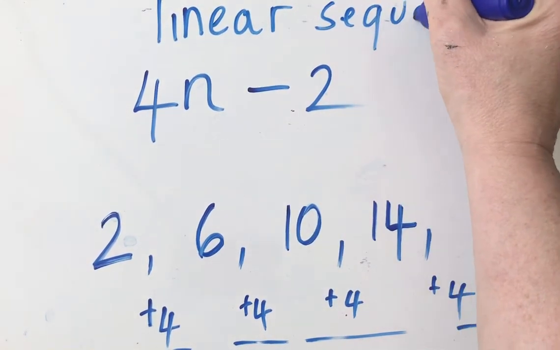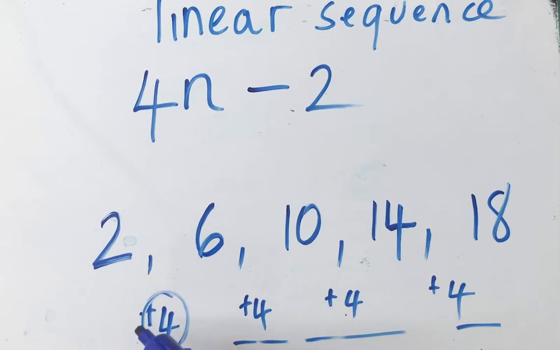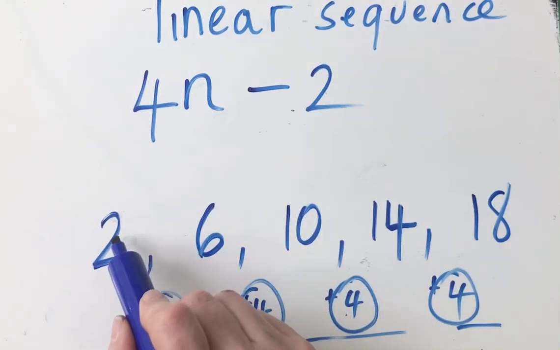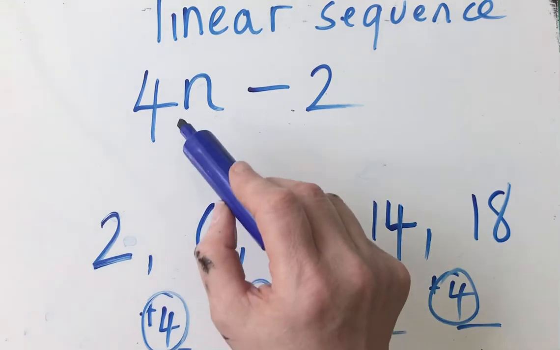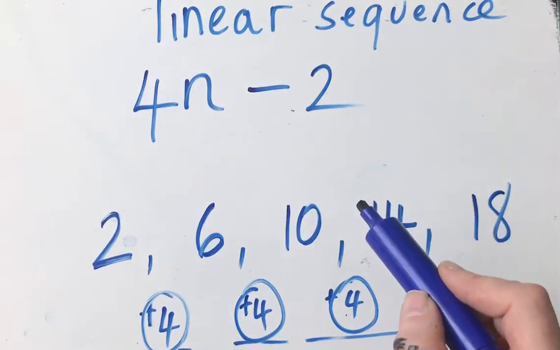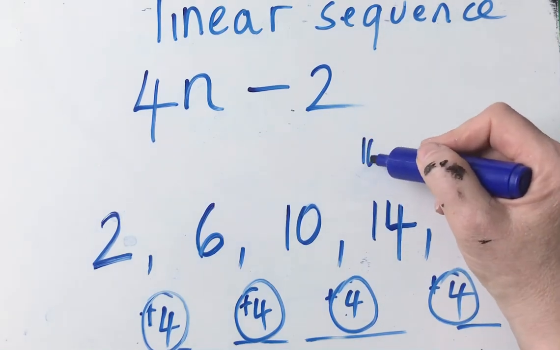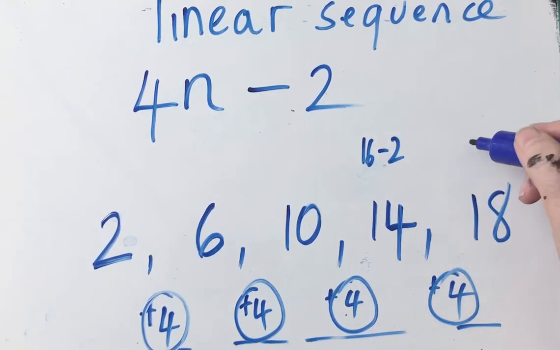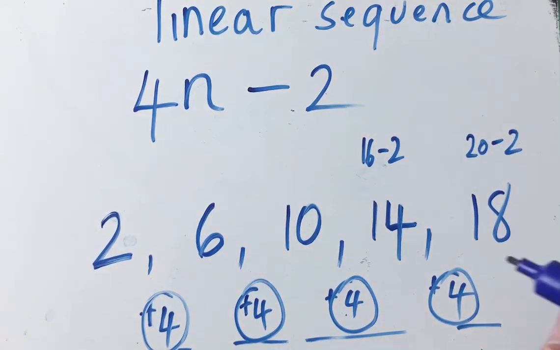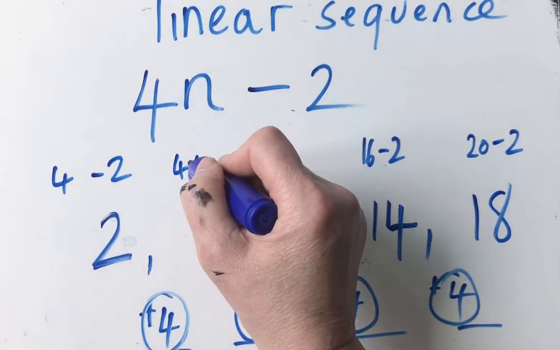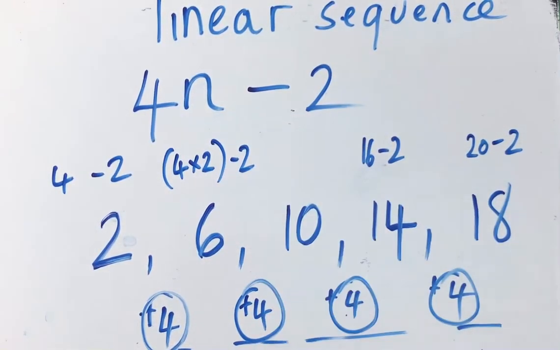It's a linear sequence. And secondly, that tells me that it's related to the 4 times table. 4 1s are 4. But I don't want 4, I've got 2. So, take away 2. 4 2s are 8, take away 2. 4 3s are 12, take away 2. 4 4s are 16, take away 2. 4 5s are 20, take away 2 equals 18. So 4 times 1 is 4, take away 2 is 2. 4 times 2 is 8, take away 2 is 6, and so on. And that's how we can generate the terms.